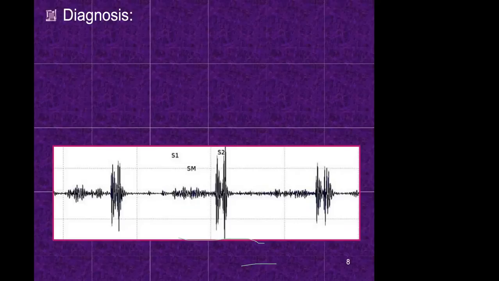So S2 is widely split and fixed with accentuation of the P2. And what is the type of murmur which you can hear? It is called an ejection systolic murmur, right? So S1 is normal, S2 is wide and fixed split with P2 accentuated. What are the expected findings on a chest x-ray of a patient like this?